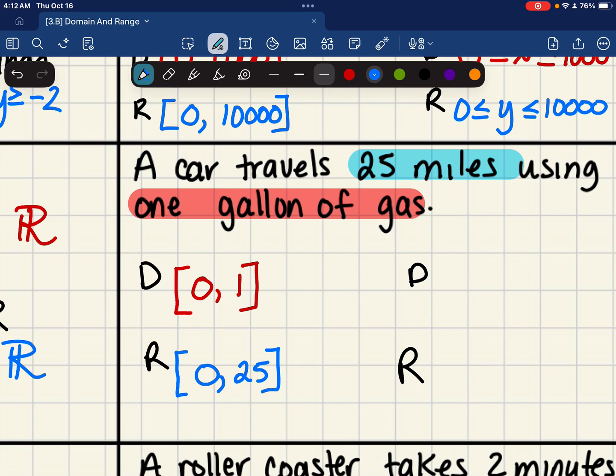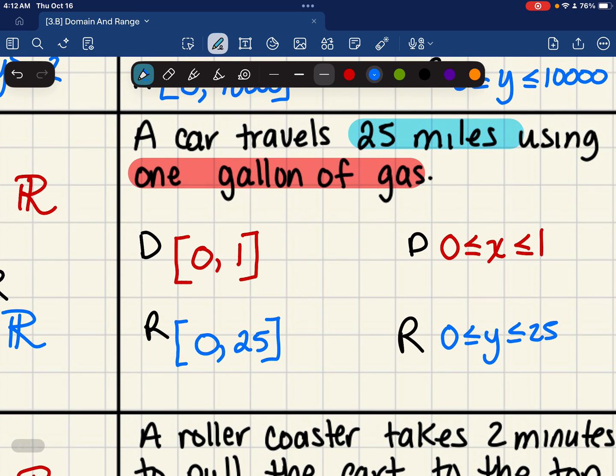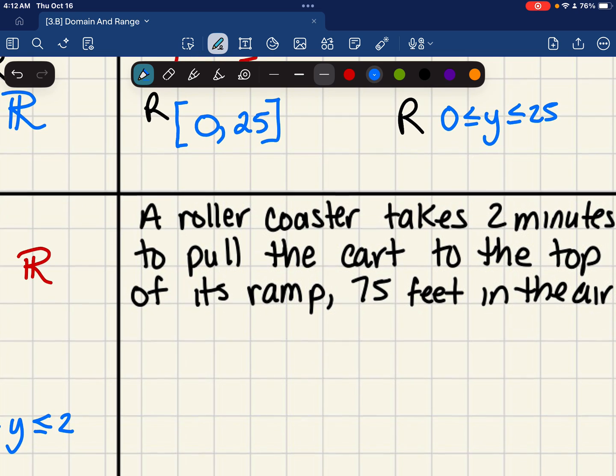So again, with these ones, our domain, if I'm writing my inequality, starts at 0, goes to 1, and domains use x's, so I put an x there. My range starts at 0, and it goes to 25, and ranges use y, so I put a y there. So that interval notation really makes the inequalities so much easier to write about. So much easier. Just don't forget, the gator always gobbles to the right. Don't be flipping your gators in weird directions.